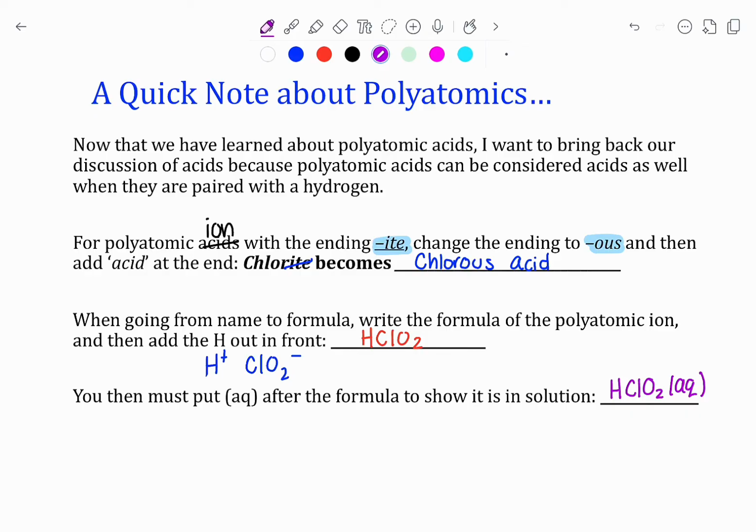Now you may have some polyatomic ions that have a 2- charge or a 3- charge, and in those cases you would just add the additional hydrogens to balance out the charges, just like we did with ionic compounds where we had to have enough cations and enough anions to make the overall charge neutral. Okay, our acids have a neutral charge, so we need to keep that in mind.